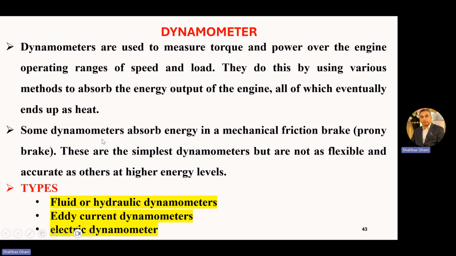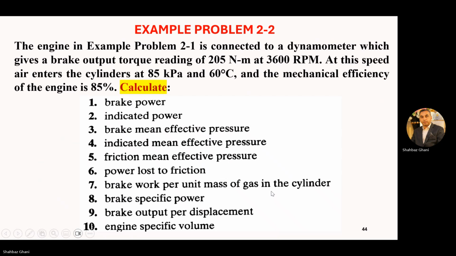Some dynamometers absorb energy in a mechanical friction brake, such as pony brakes. These are the simplest dynamometers but are not as flexible and accurate as others at high energy levels. Three general types of dynamometers are fluid or hydraulic dynamometers, eddy current dynamometers, and electric dynamometers. Now, another example.